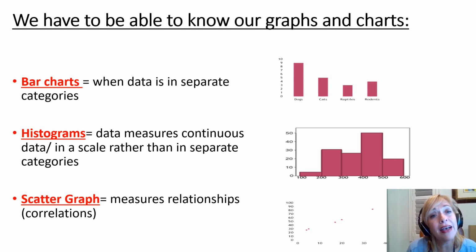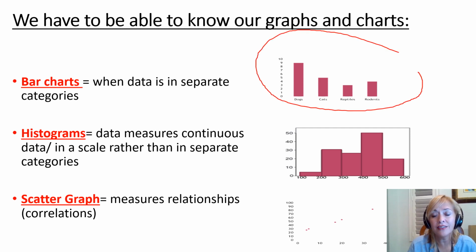Also, as we go on with our 12 core studies, we're going to be exposed to graphs and charts in each study, especially at the end when they show the quantitative data. They're going to want to show us in the form of graphs and charts. You've got bar charts, which are over here. This is a histogram, and we're also going to see scatter plots.